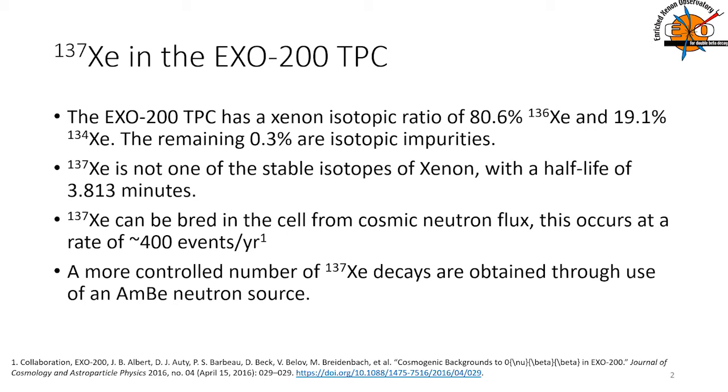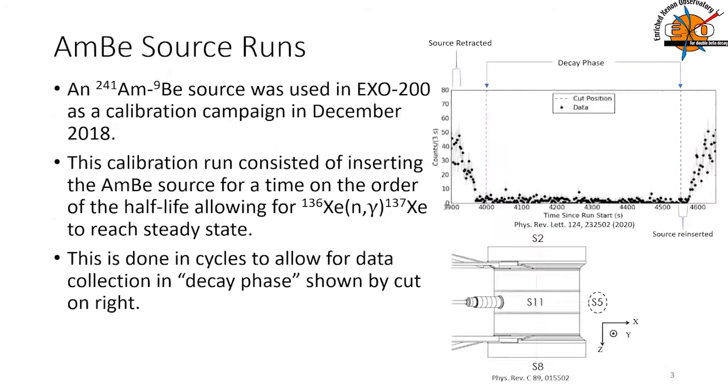It can, however, be created in the cell from cosmic neutron flux, but this only occurs at a rate of 400 events per year. So if you want a good number of xenon-137 events, you need to breed them in the cell using a neutron source. And in our case, we used an americium-beryllium source.